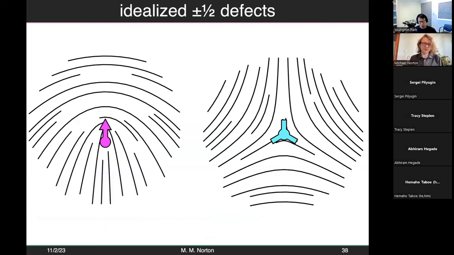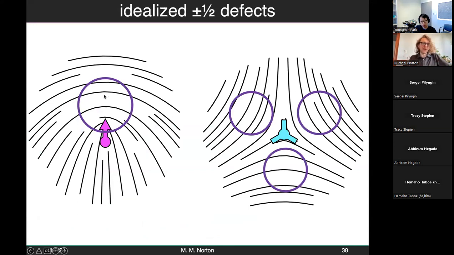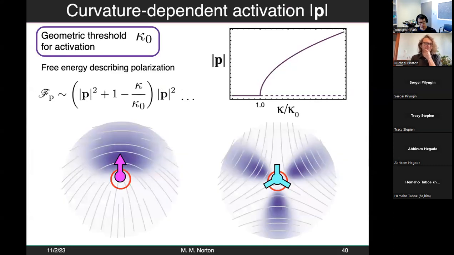And I'll just give you a qualitative overview of how this proposed system works. We note that we have areas of high bend around the topological defects. And you imagine that if you decorate those highly bent areas with these dipoles, they will point away from the plus half defects and towards the minus half defects. So we can write a quick field theory that gives us that behavior.